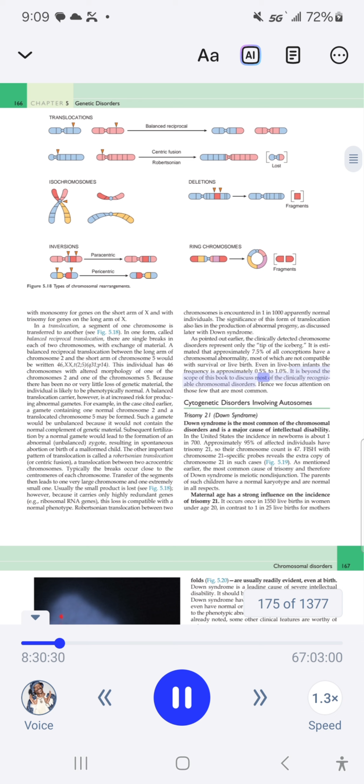It is beyond the scope of this book to discuss most of the clinically recognizable chromosomal disorders. Hence, we focus attention on those few that are most common. Cytogenetic disorders involving autosomes. Trisomy 21, Down syndrome, is the most common of the chromosomal disorders and is a major cause of intellectual disability. In the United States, the incidence in newborns is about 1 in 700. Approximately 95% of affected individuals have trisomy 21, so their chromosome count is 47. FISH with chromosome 21-specific probes reveals the extra copy of chromosome 21 in such cases, Figure 5.19.